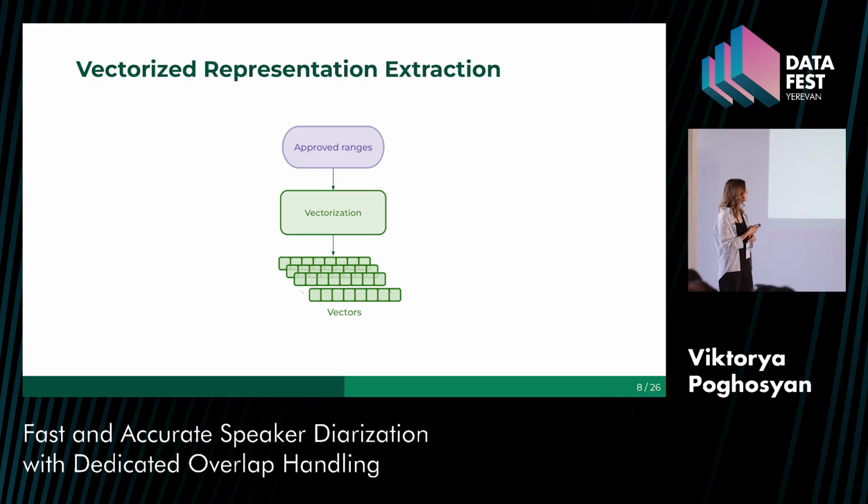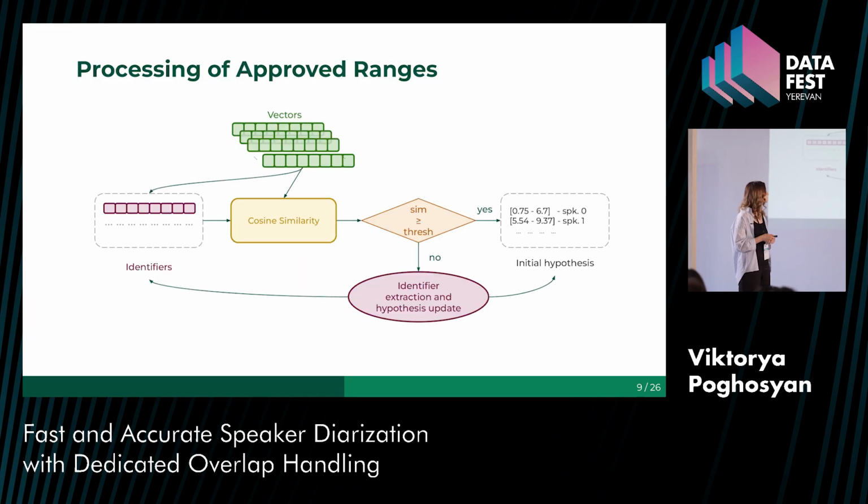representations of those ranges. And from the first vector, we extract a 2-second identifier, and we store it separately. Then we calculate cosine similarity between each vector and the already stored identifier vectors. And if that similarity score is higher than a predefined threshold, we assign that speaker ID to that segment.